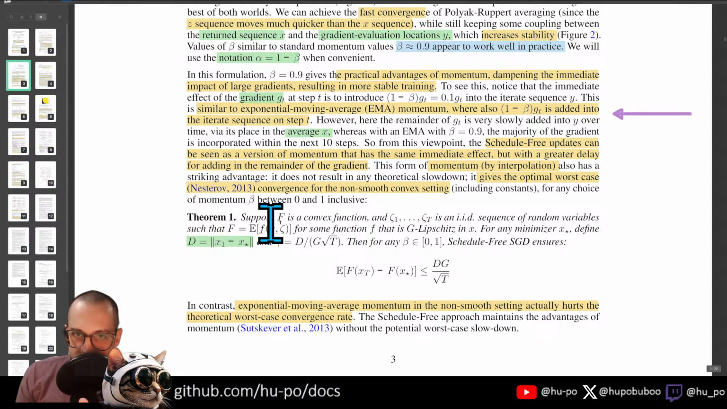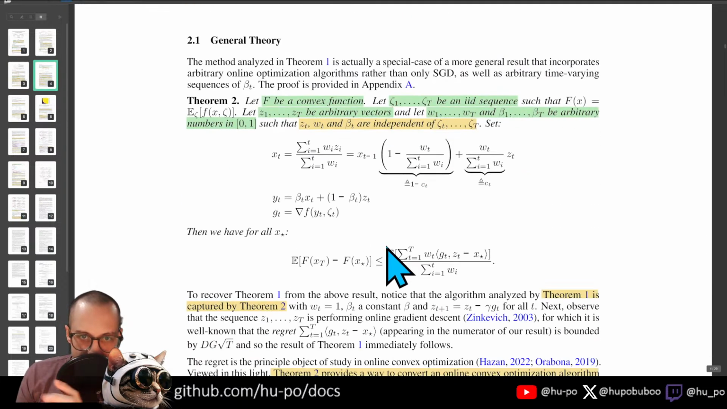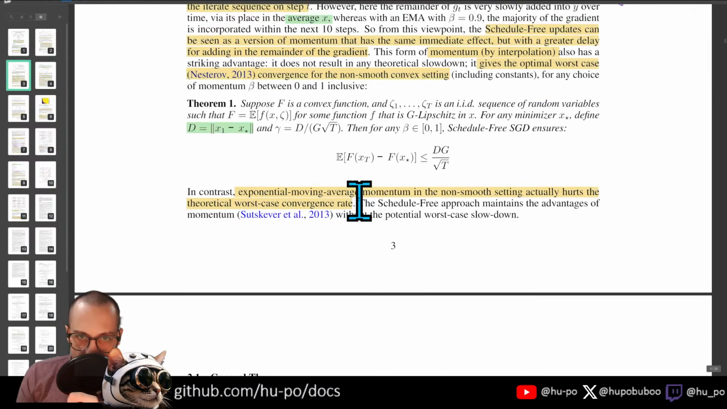Okay. So we were talking about EMA, how this is very similar to EMA. All of these things are very similar at the end of the day, they all have this idea of momentum, interpolating, averaging. Let's go into theorem 1 here. Theorem 1 is actually not the interesting one. The interesting one is theorem 2, but there are some terms here that we need to define.